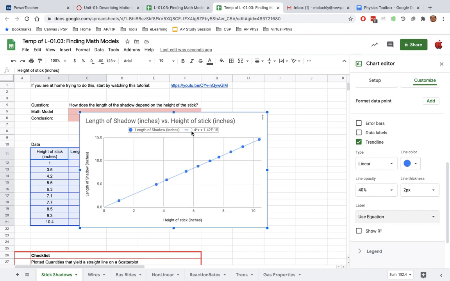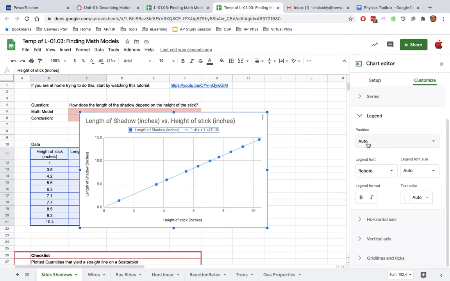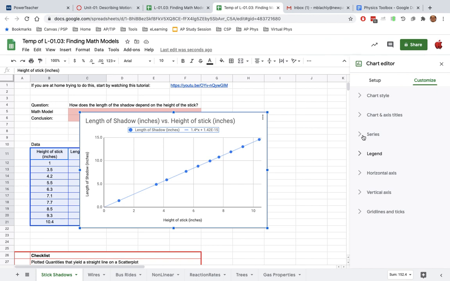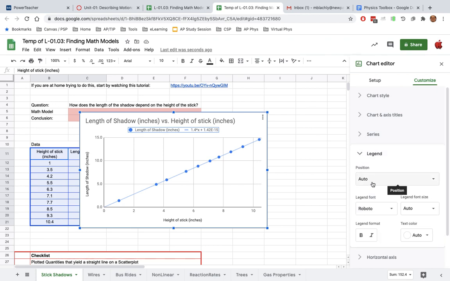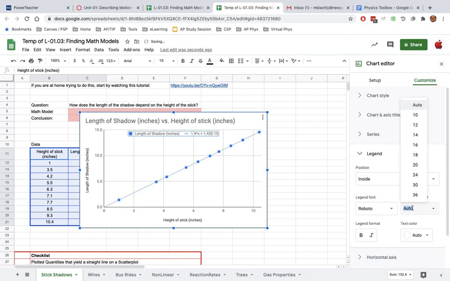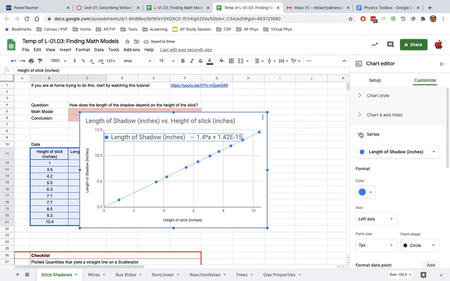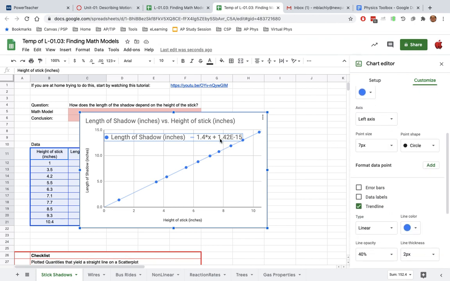Okay? Now, the slope is 1.4, so it helps if you just jot that down, because we're going to need that in a minute. So the slope is 1.4, and the intercept is kind of written in a goofy way, but I don't know if you can see it. I'm going to go to Legend here and make this size a little bigger so it's easier to see. There we go. Okay. So the intercept is 1.42 times 10 to the negative 15. Okay, that is really, really tiny.